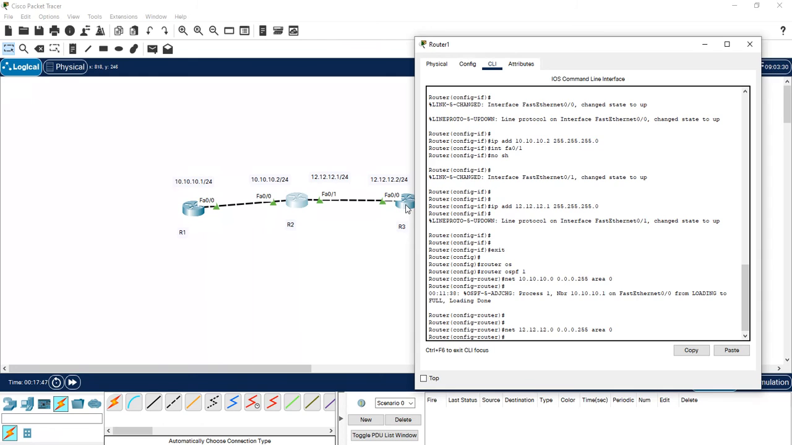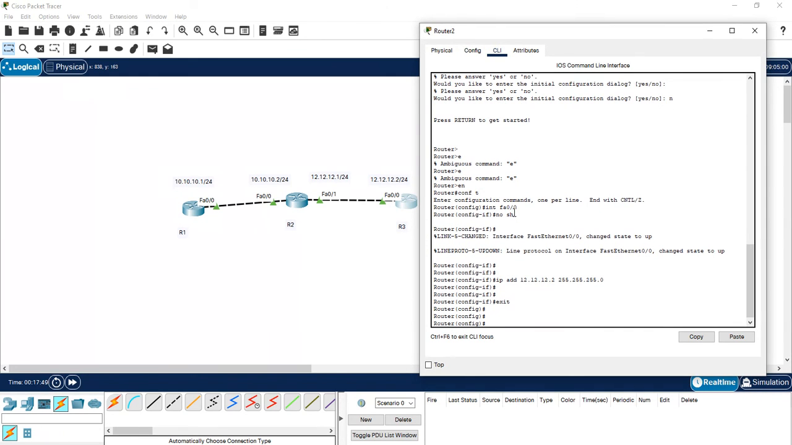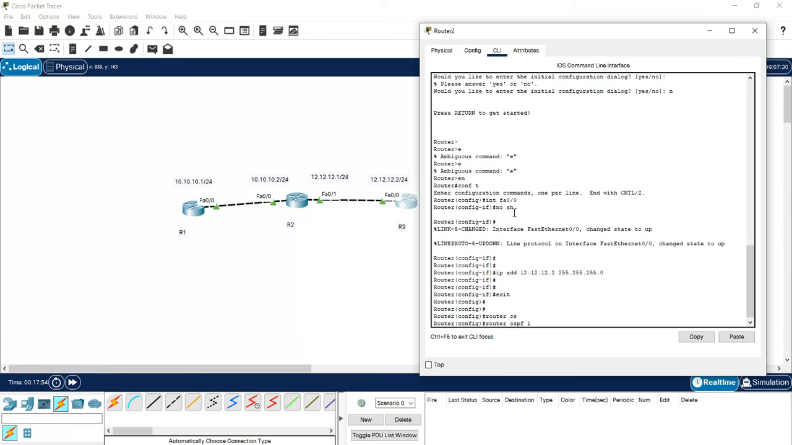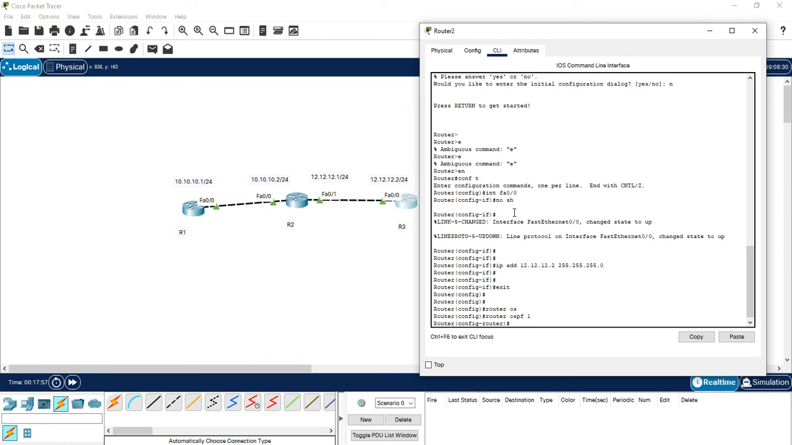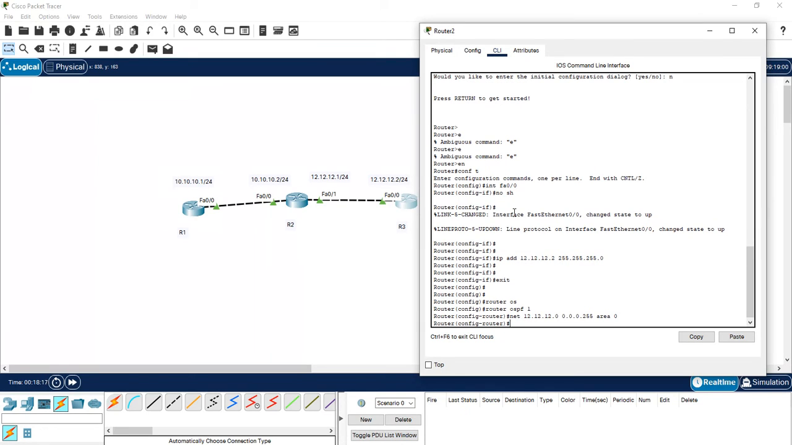So we move to router 3. The router 3 is the same. We enter router OSPF, the process ID is 1. So we put the IP address from router 3, 12.12.12.2. The wildcard is 0.0.0.255. The area is the same, area 0. Okay, then we wait for the OSPF adjacency.